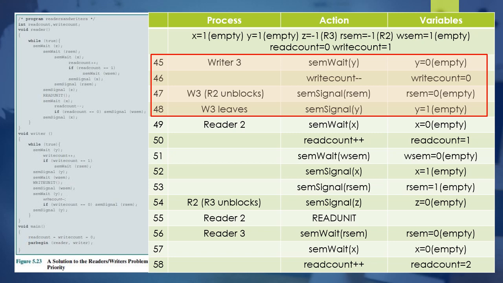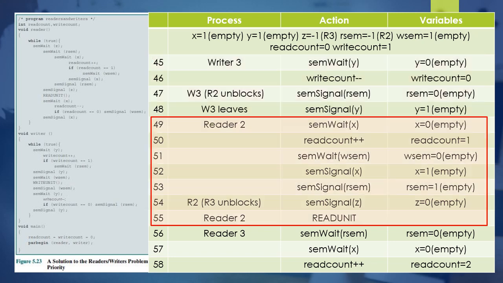Who is active in the system now? Reader 2. Reader 2 issues a wait on X, becomes 0. Then it increments read count, goes to 1. Then it issues a wait on WSIM, becomes 0. Then it issues a signal on X, becomes 1. Then it issues a signal on RSIM, becomes 1. Then it issues a signal on Z, becomes 0. Reader 3 unblocks. Reader 2 starts reading the file.